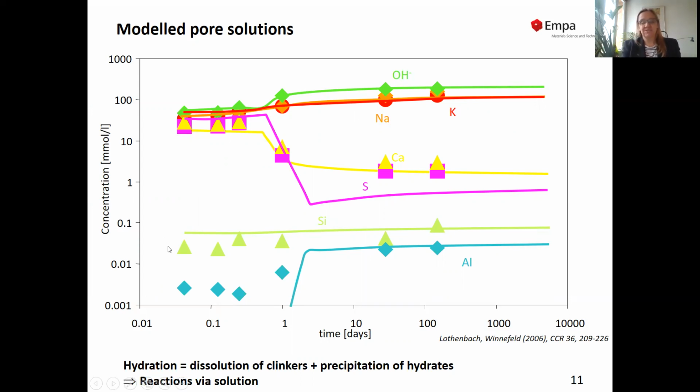And again, you see, we also predict very little silica and aluminium, and mainly calcium and sulfate, and at later ages, alkali and hydroxide in the pore solution. And the other thing, the good agreement between the thermodynamic modeling and the experimental data also confirms that the hydration, in fact, is a dissolution and a precipitation reaction, which takes place via the aqueous phase.